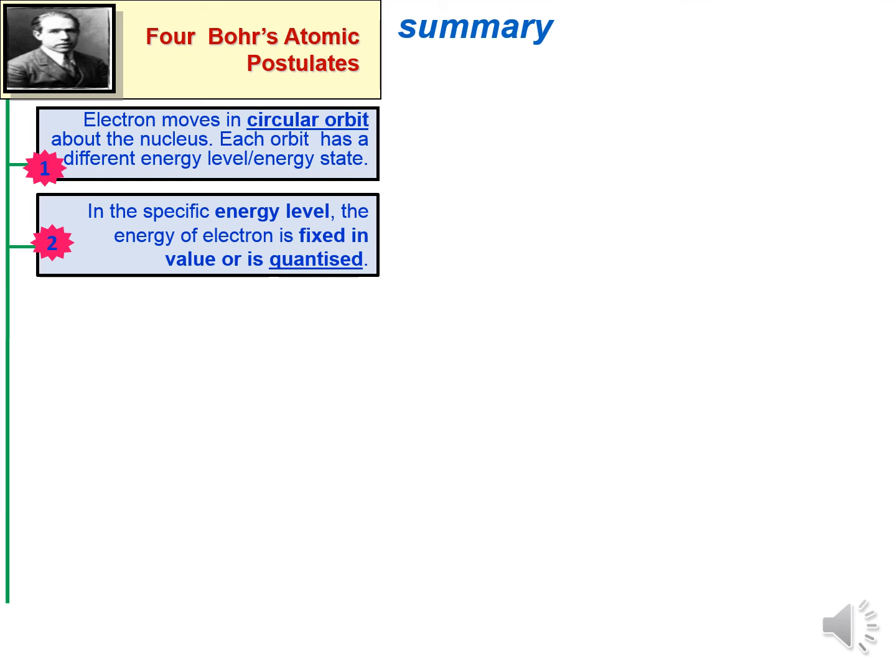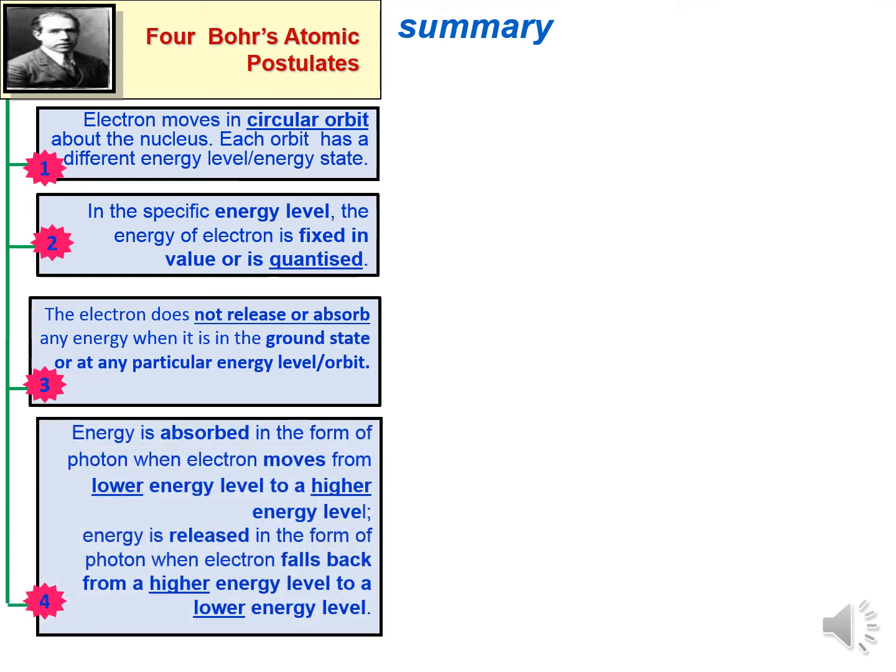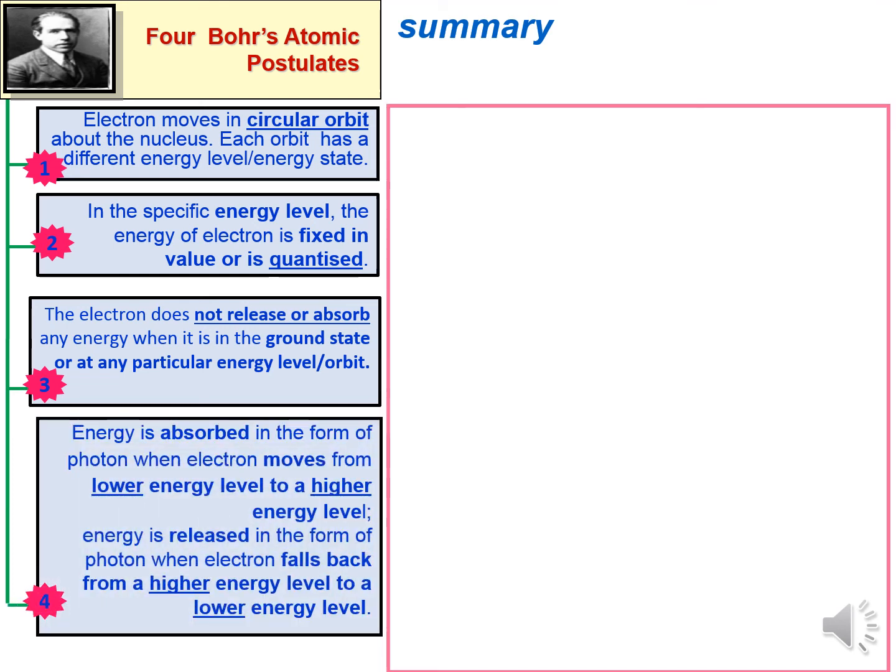Maybe when they go to the third level, they are not stable. They want to drop back. When they want to drop back, they will emit energy. So when in a particular level, they do not absorb, they do not release, but they have their own energy. So these are the 4 postulates of Bohr.